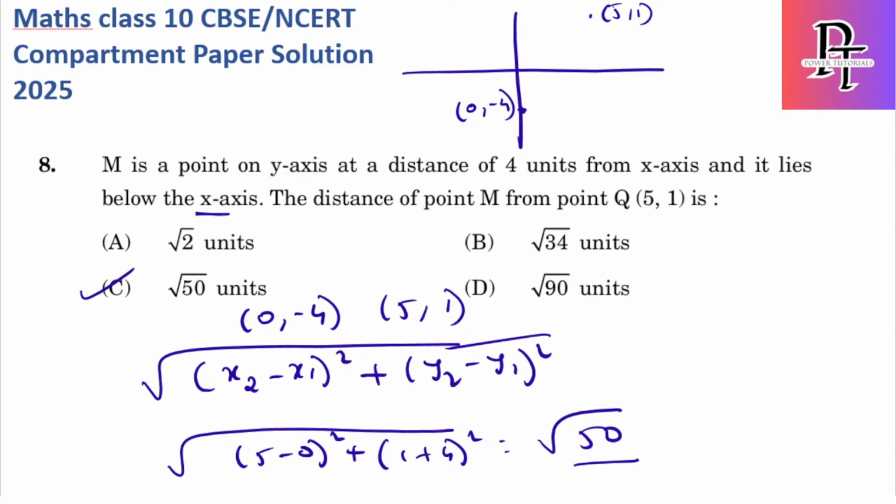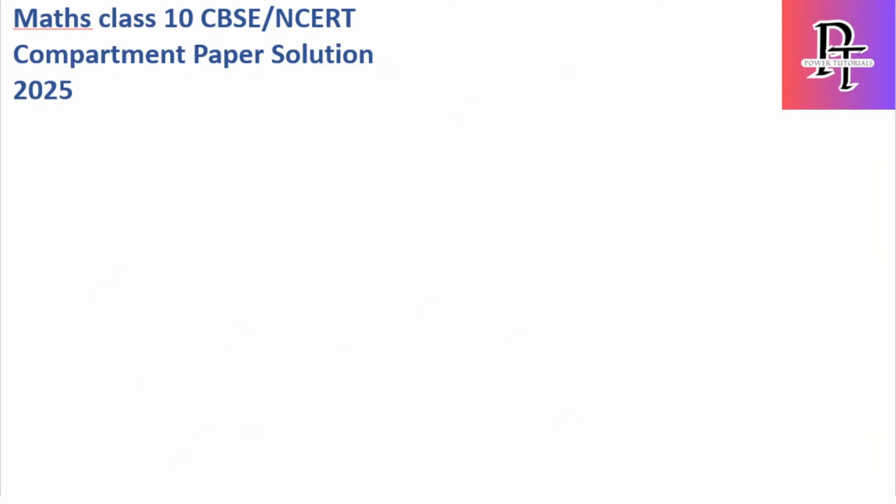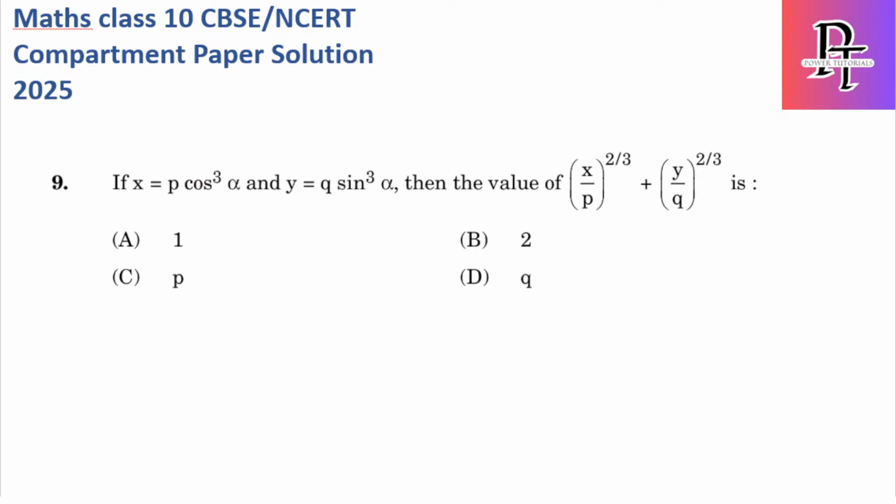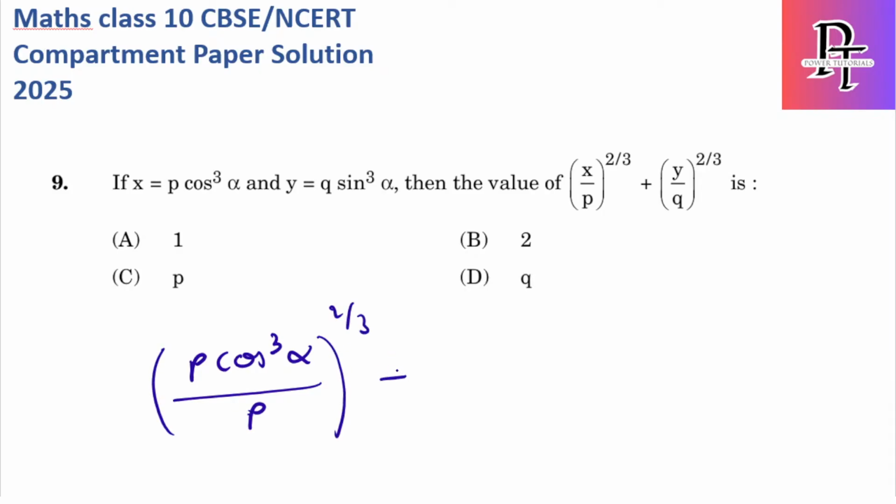Hope it's clear. Now let's move to the next one. Ninth question. x is equal to p cos cube alpha and y is equal to q sin cube alpha. They are asking x by p whole power 2 by 3 plus y by q whole power 2 by 3. So just substitute the x value in that equation they have mentioned. So it is p cos cube alpha by p whole power 2 by 3 plus y value is q sin cube alpha by q whole power 2 by 3.